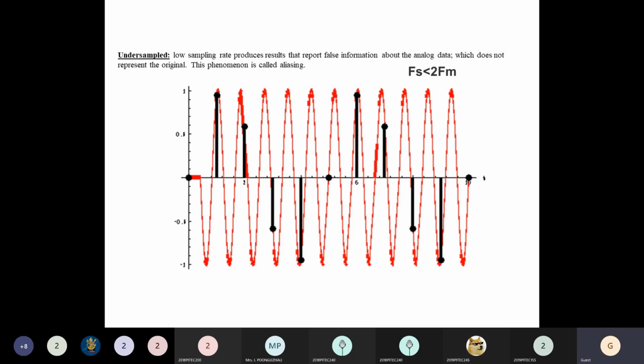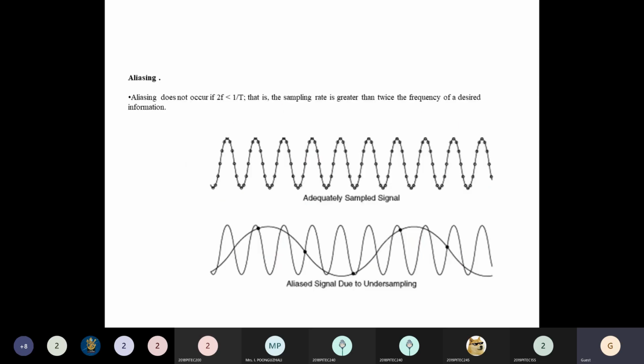We'll have undersampling and oversampling. The undersampled signal, that is low sampling rate, produces results that report false information about the analog data, which does not represent the original. This phenomenon is called aliasing. One of the important things we have to know is that low sampling rate provides the aliasing, that is, the interference of the adjacent samples will create the problem said to be the aliasing. Aliasing is one of the important drawbacks.